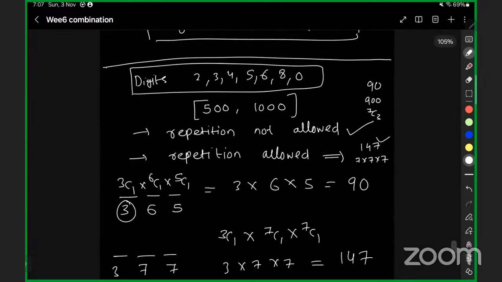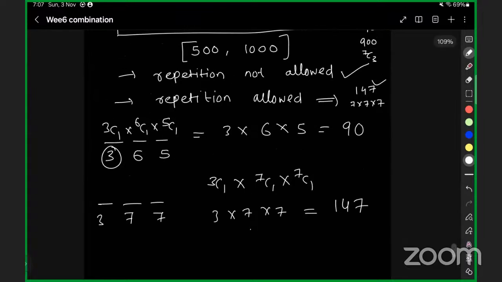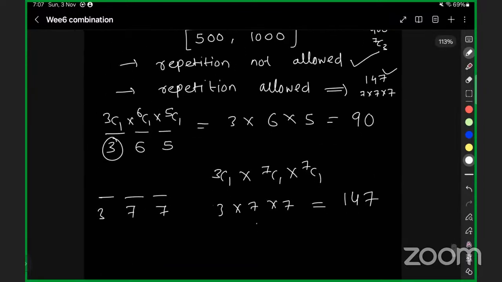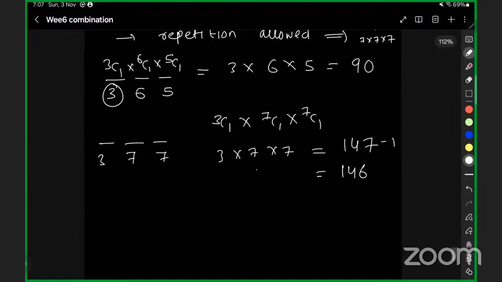Fine. But what if in this combination 500 comes, meaning here is 5, here is 0, and here again 0? Then we want greater than 500, not 500, no? So we have to minus 1, no? 147 minus 1. Yeah, you can do that. So 146, if you want exactly in between. So 146.